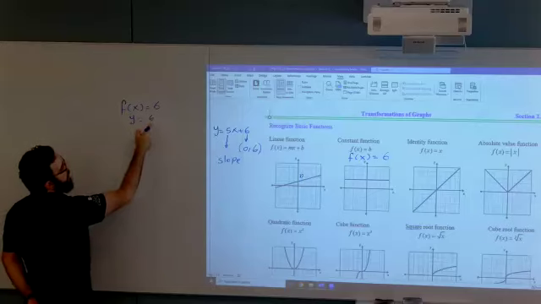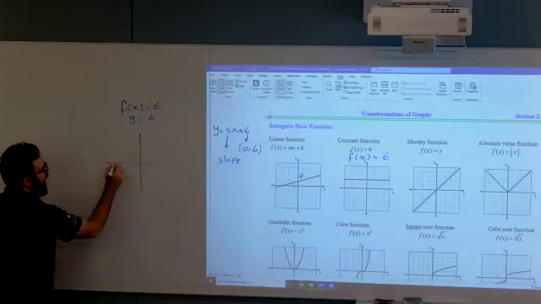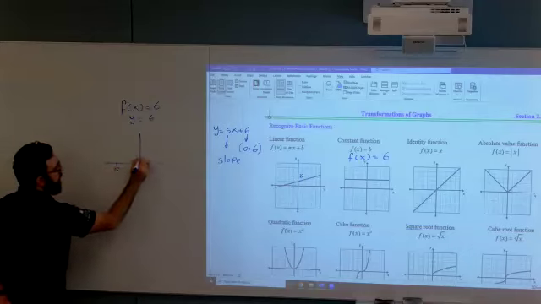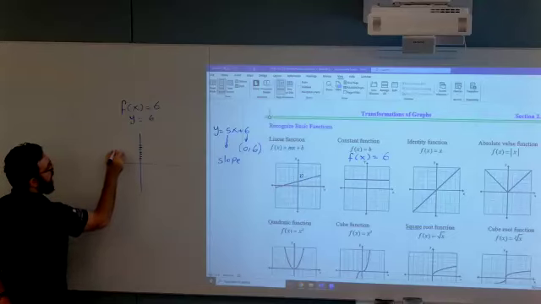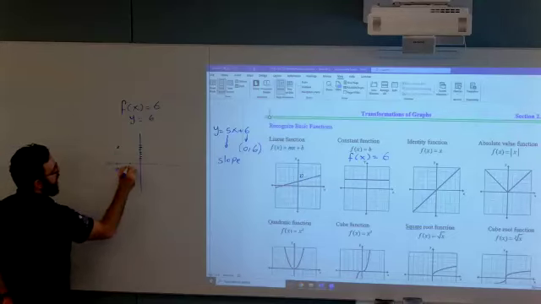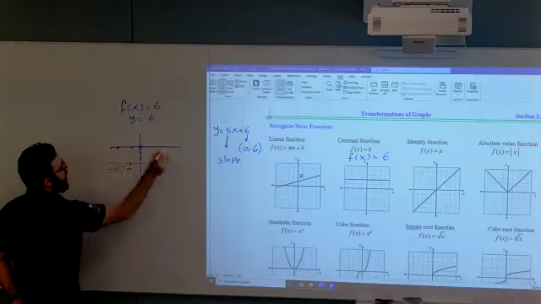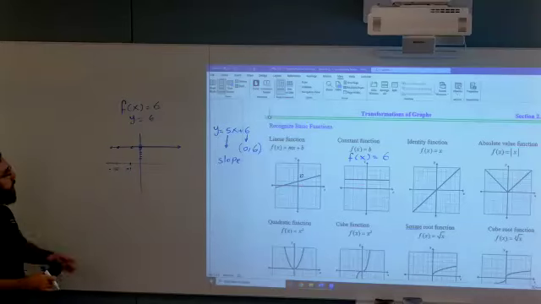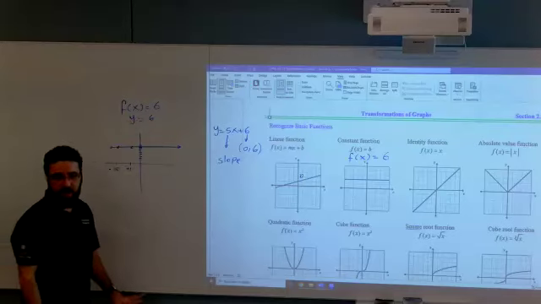For any value of x, how much is y? 6. So when you graph it, for x equals 10, how much is y? 6. When x is negative 1, how much is y? 6. When x is 0, how much is y? 6. That's why it's a straight line. For any x value here, y equals 6. Okay, understand the constant function.